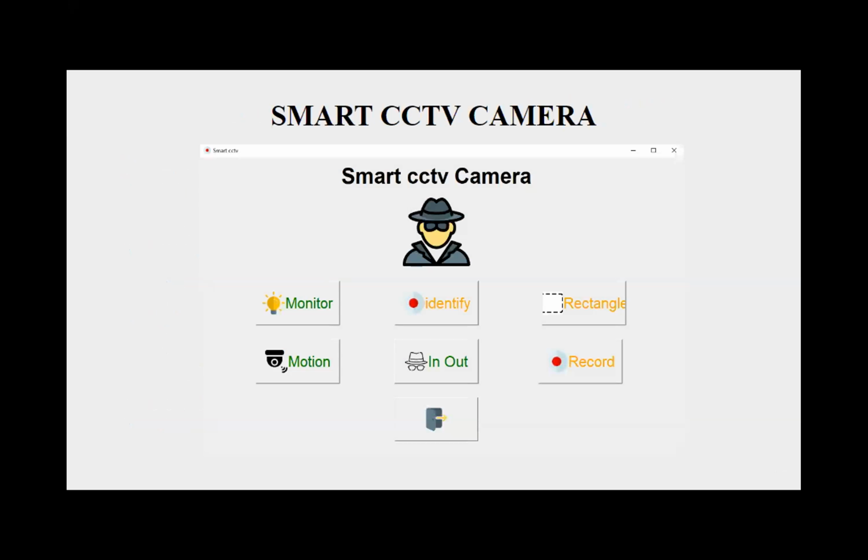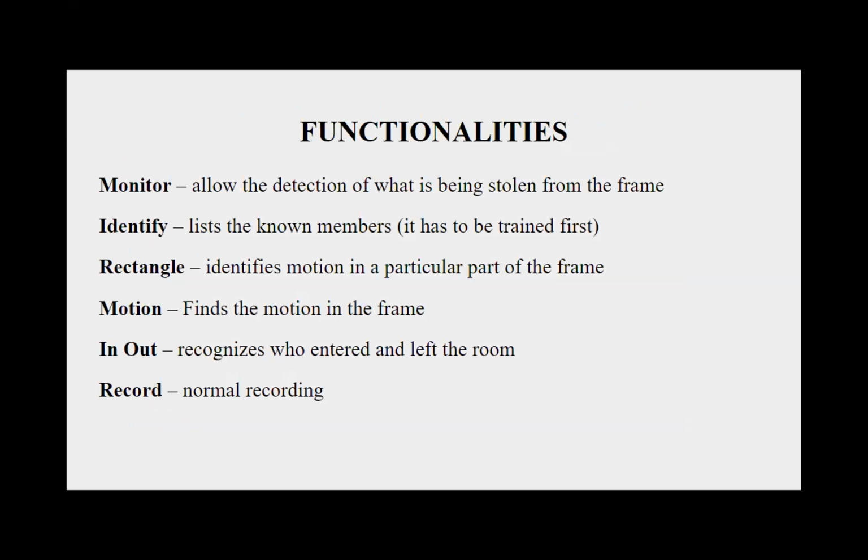This is the GUI developed for the smart CCTV camera, in which the functionalities shown are: monitor, identify, rectangle, motion, in, out, and record. Details about the functionalities: monitor allows the detection of what is being stolen from the frame. Identify recognizes known members. The rectangle identifies the motion in a particular part of the frame. Motion finds the motion in the frame. In, out recognizes who entered and left the room. Record is a normal sort of recording. So these are the functionalities in the project work.